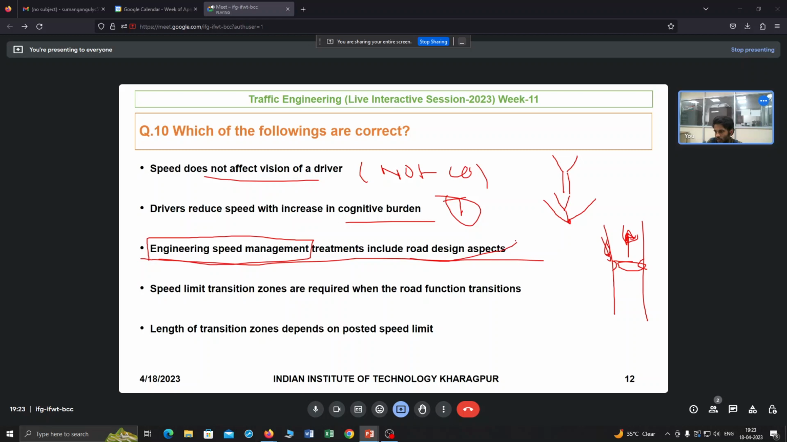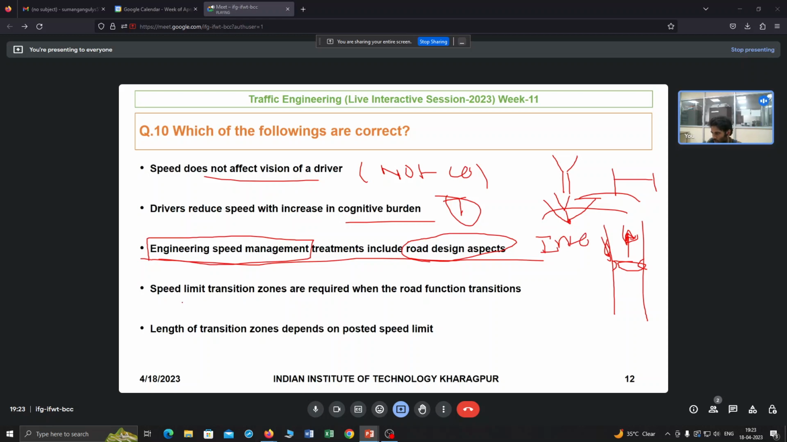But does it include the road design aspect? No, because road design means you can change the width, you can change altogether the horizontal and vertical alignment. So those we are not dealing with in detail, right? So that's why it is incorrect.